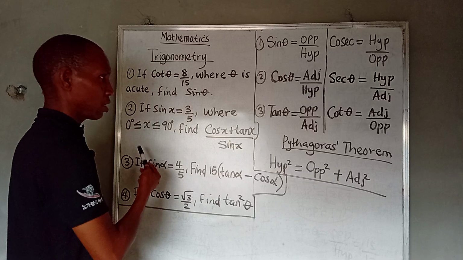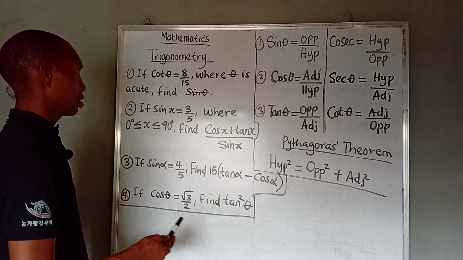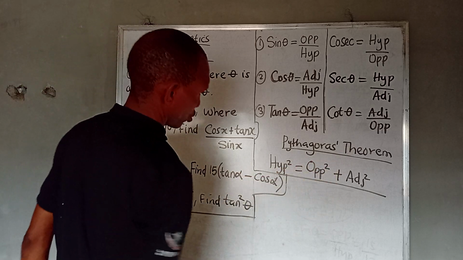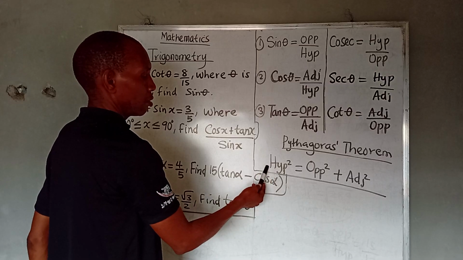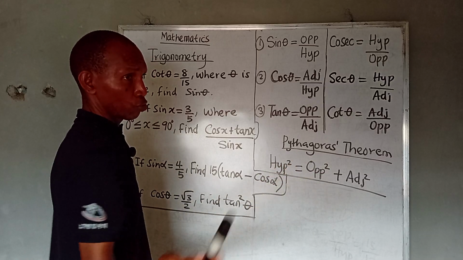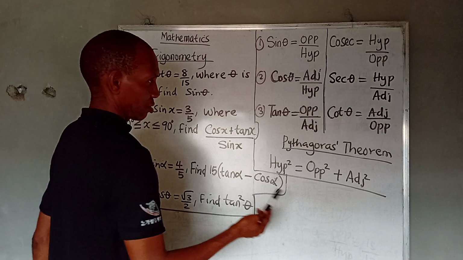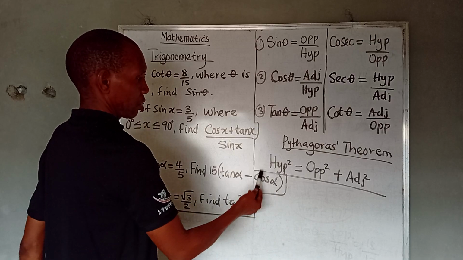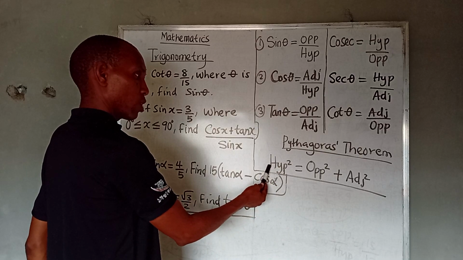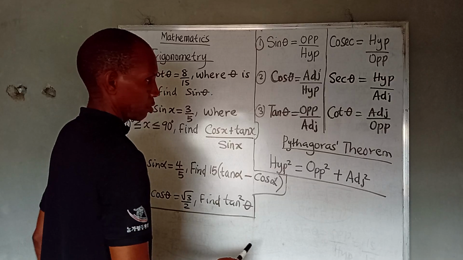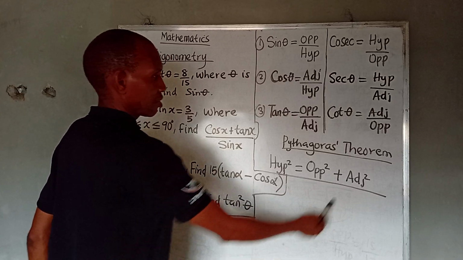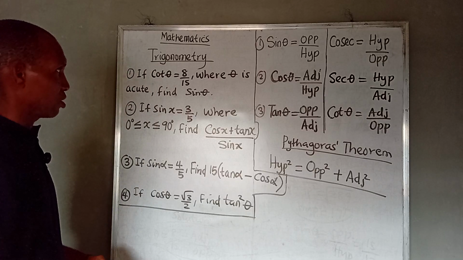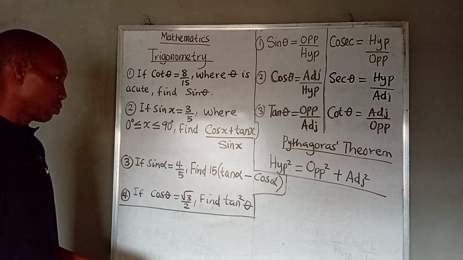Then don't forget, in solving problems involving trigonometry, most often than not, we may need to apply the Pythagoras theorem. We have the Pythagoras theorem, which is a rule in mathematics that connects the three sides of a right angle triangle. The theorem simply states hypotenuse squared, which is the longest side of the right angle triangle, is equal to the opposite squared plus the adjacent squared. So let's apply these basic rules and principles to solve the problems on the board.